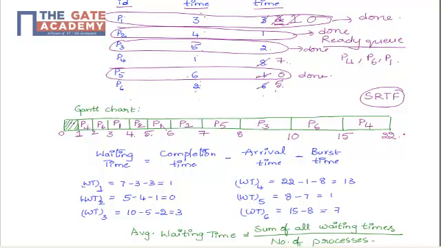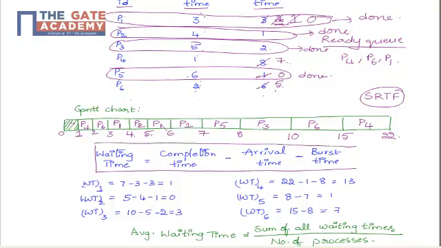This is the Gantt chart for the given processes with the process IDs 1 to 6. So we have to calculate the average waiting time. Before calculating it, we have to know how to find the waiting time. Waiting time is nothing but completion time minus arrival time minus burst time. Completion time is the time at which process P1, P2 and so on are completed. We represent the waiting times for processes as WT1, WT2, WT3, WT4, WT5, WT6. We calculated these values using this formula.